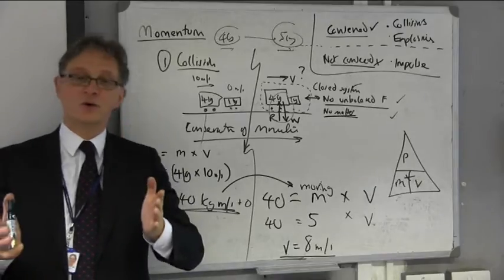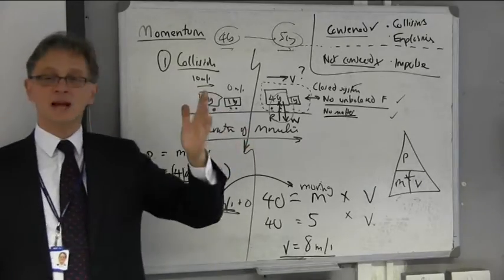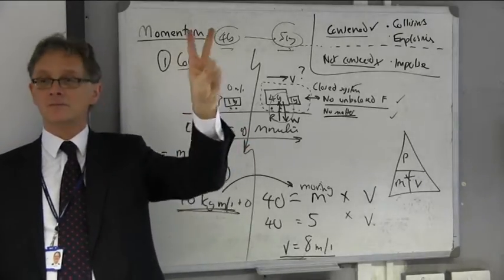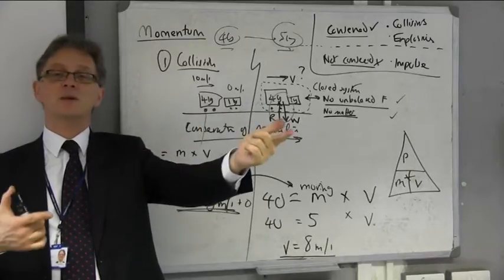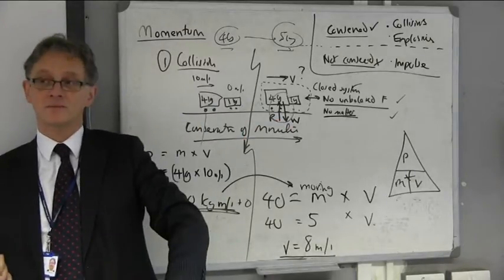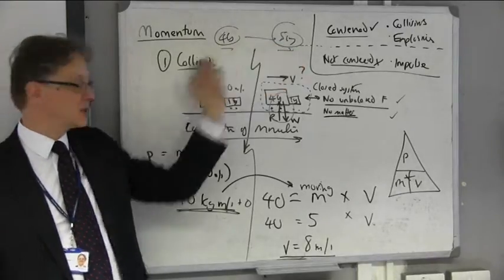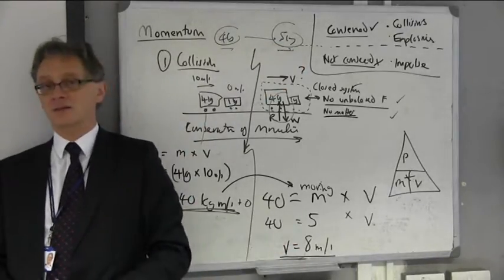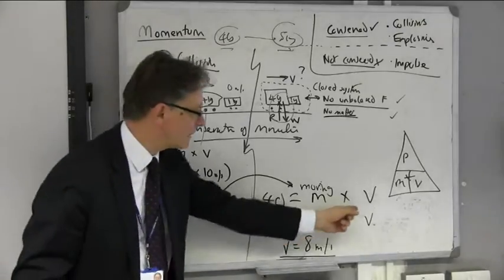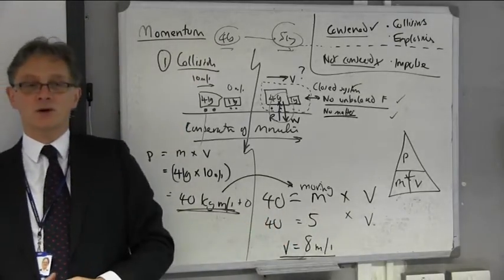Because you're going along at 4, you hit this extra one. What's happened to the mass that's moving? It's doubled. So the speed will halve. All right? Whatever you do to the mass, the moving mass, you'll do the opposite to the velocity. Maths people will be able to look at that equation and see why that works.